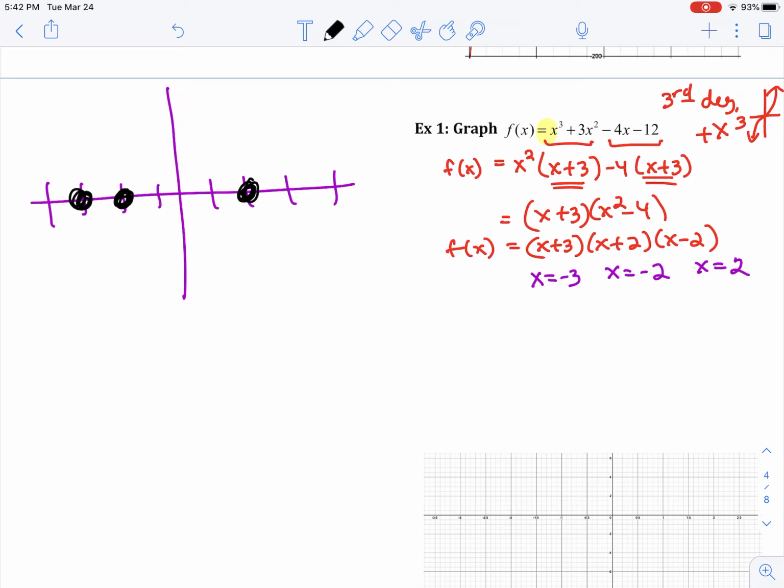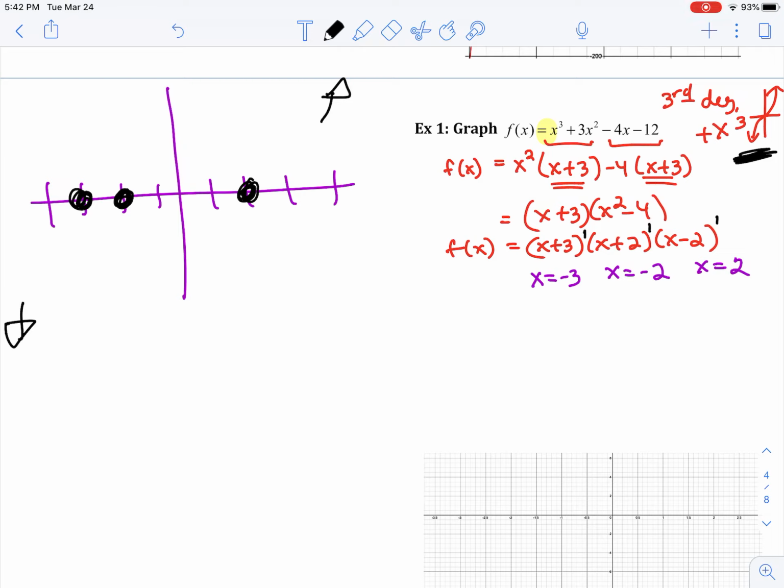We already said that it's a 3rd degree. So as x is going towards positive infinity, we know that our graph should be coming up. And as x is going towards negative infinity, we know that the end of our graph should be going down, because that is what a positive x cubed looks like. If we look at our factors, our x plus 3 has multiplicity of 1, our x plus 2 has multiplicity of 1, our x minus 2 has multiplicity of 1, which means it should be linear around each of those factors because of those exponents of 1.